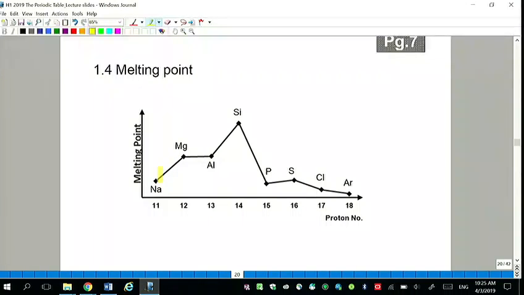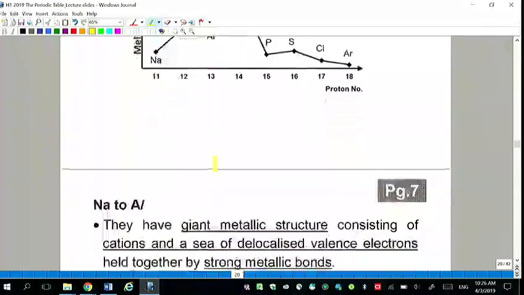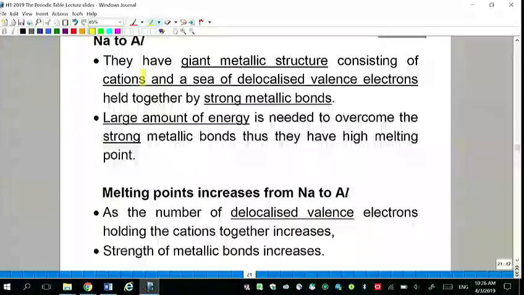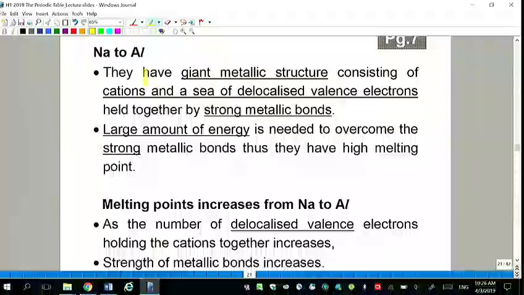Generally, sodium, magnesium, and aluminium all have a giant metallic structure. With the giant metallic structure, the bonding consists of strong metallic bonds. The particles are cations and a sea of delocalized valence electrons. A lot of energy is needed to break the strong metallic bonds. So typically, metals tend to have a higher melting point.